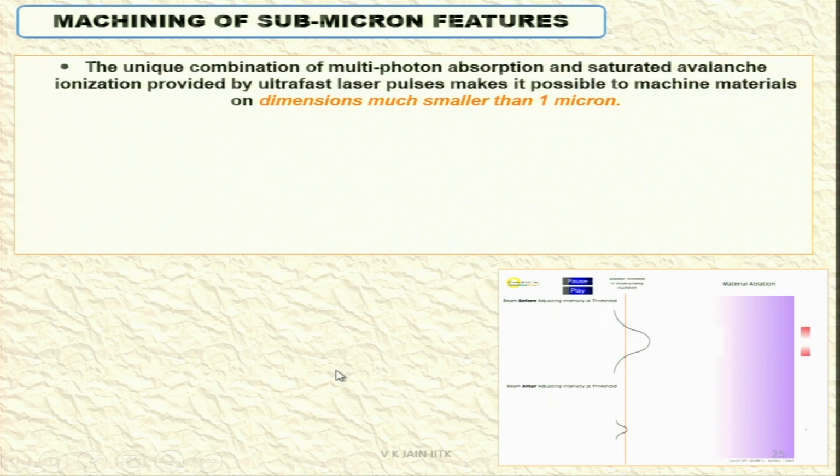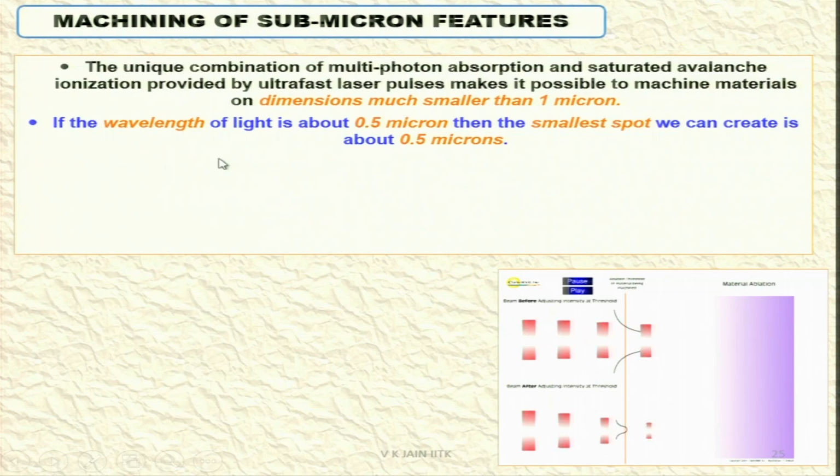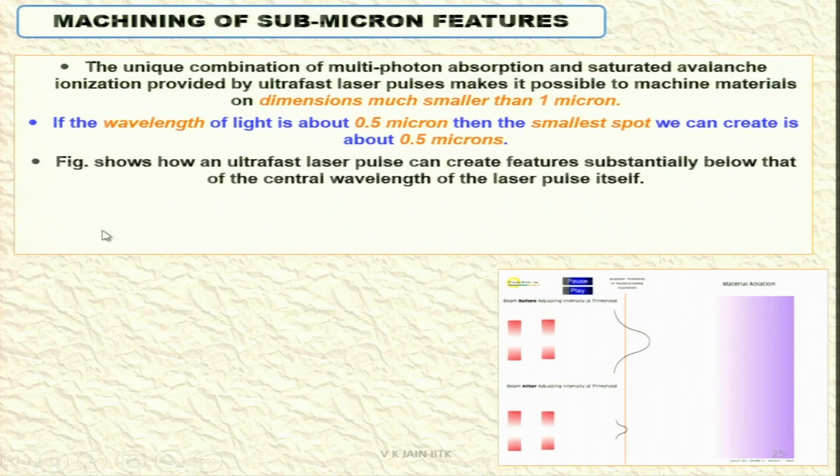The unique combination of multi-photon absorption and saturated avalanche ionization provided by ultra-fast laser pulses makes it possible to machine materials on dimensions much smaller than 1 micron. So you can go for machining in the nano range, not only micro range. If the wavelength of the light is about 0.5 micron, that is 500 nanometer, then the smallest spot we can create is about 500 nanometer, that is 0.5 micron.